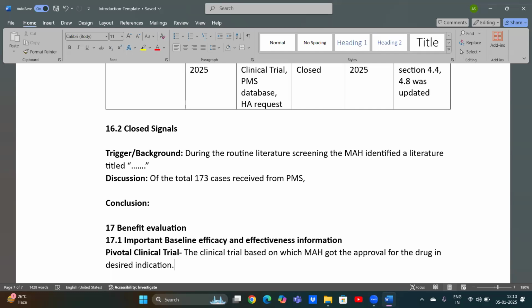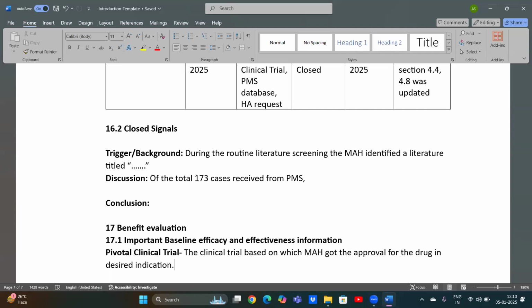Any other question, people? No. Then now tell me, what is the important baseline? What do you understand by baseline term here? Efficacy, effectiveness you have seen. Now tell me, what is the baseline information? What do you understand by baseline? Any thoughts?